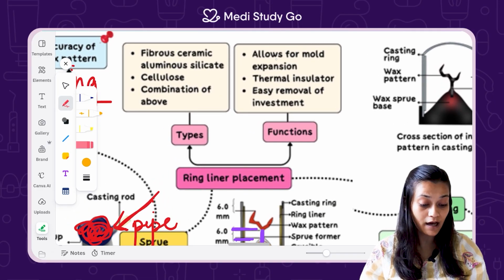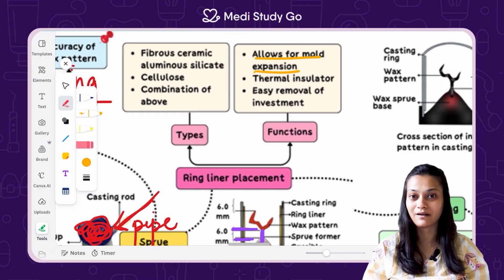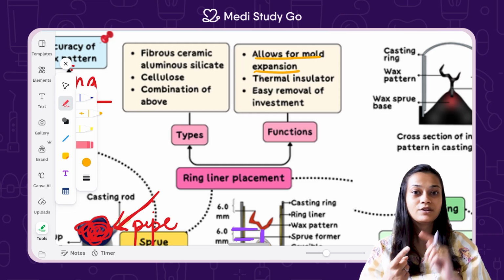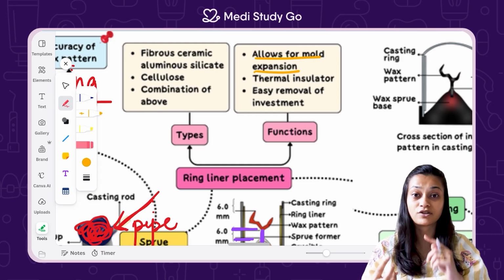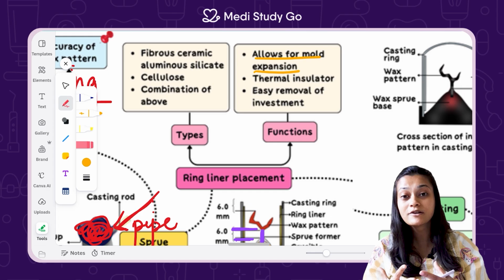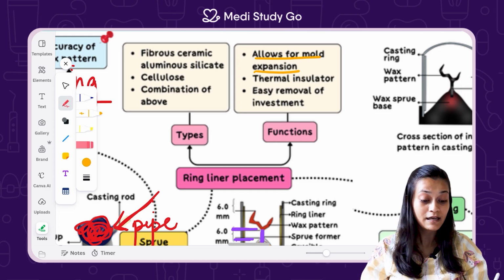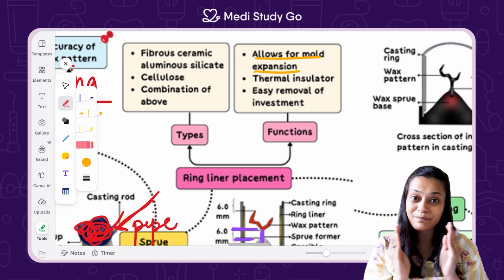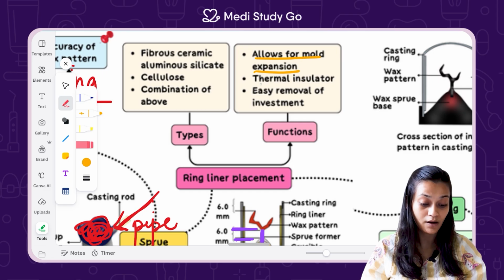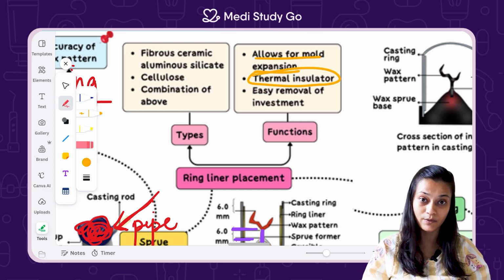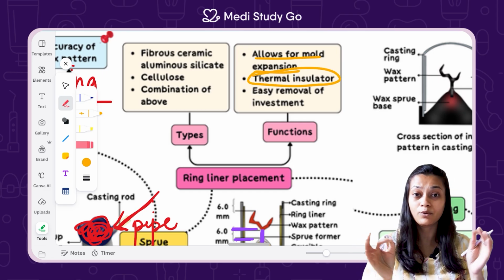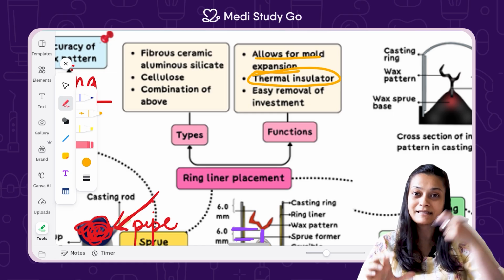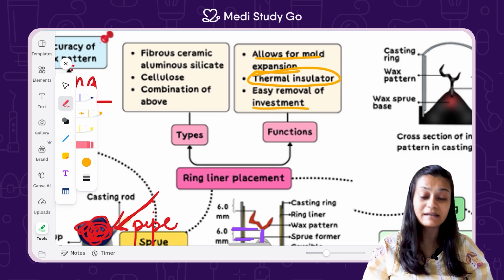Basically, it will allow the expansion to occur. I know, right? There is thermal expansion, setting expansion, hygroscopic expansion, all associated with my investment material. So it will allow that space for the expansion to occur. It will also act like a thermal insulator. And when you want to remove it, it'll govern that space that can easily help in retrieval.